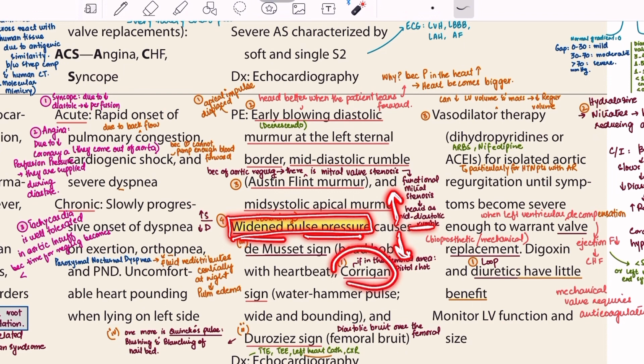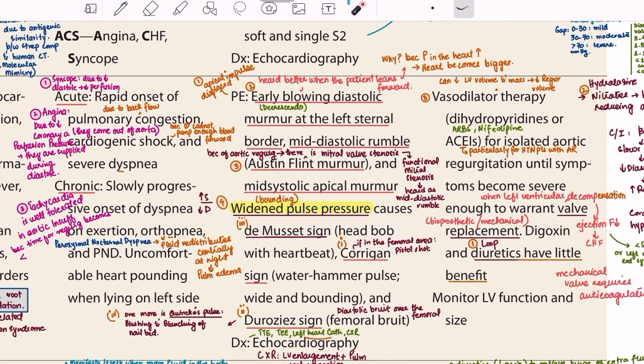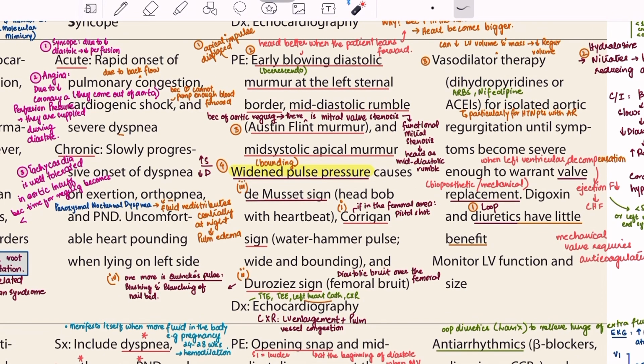The first thing is Corrigan sign, which, if heard in the femoral area, is called pistol shot sign. Another thing is known as de Rosius sign, which is going to be a diastolic bruit over the femoral artery. Third thing is head bobbing sign, also known as de Musset sign. In this, the patient will bob their head with each heartbeat. Another sign is Quincke's pulse, which you can notice in your nail beds as blushing and blanching. So these were some of the physical findings that you will find in a patient with aortic regurgitation.